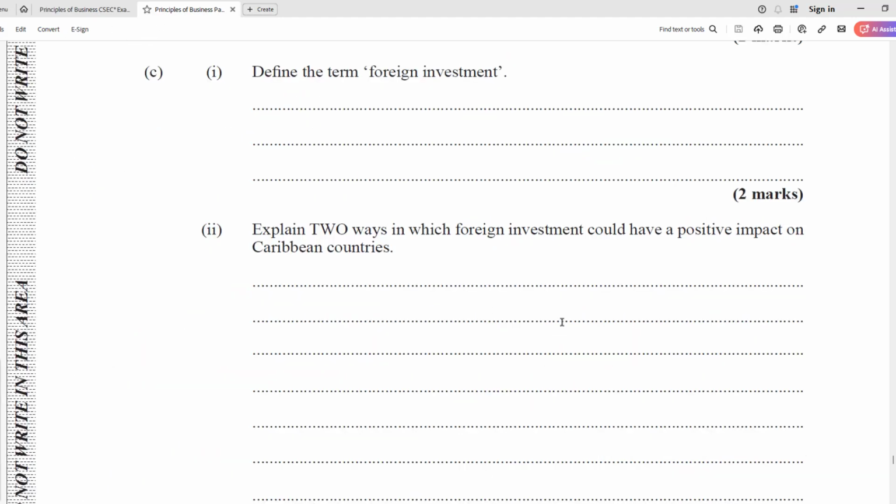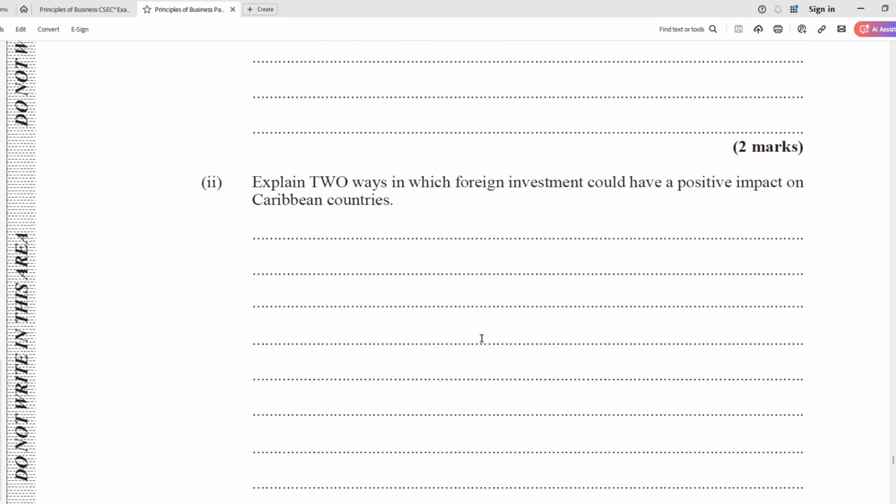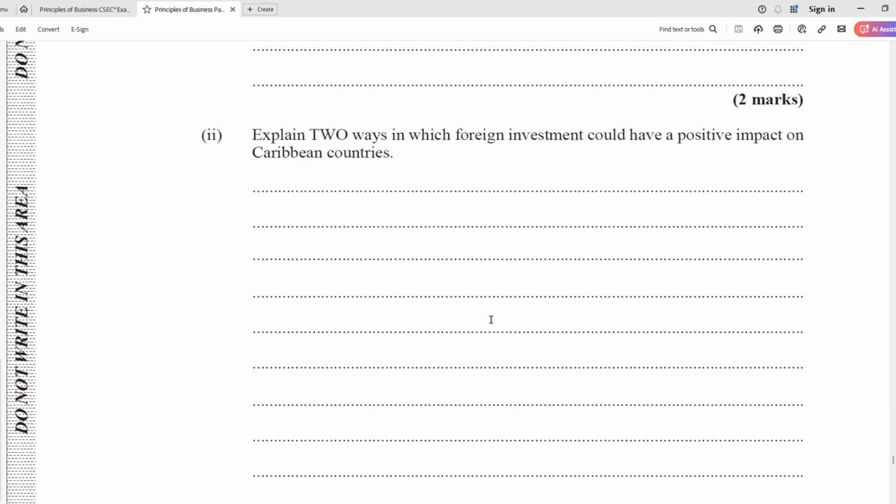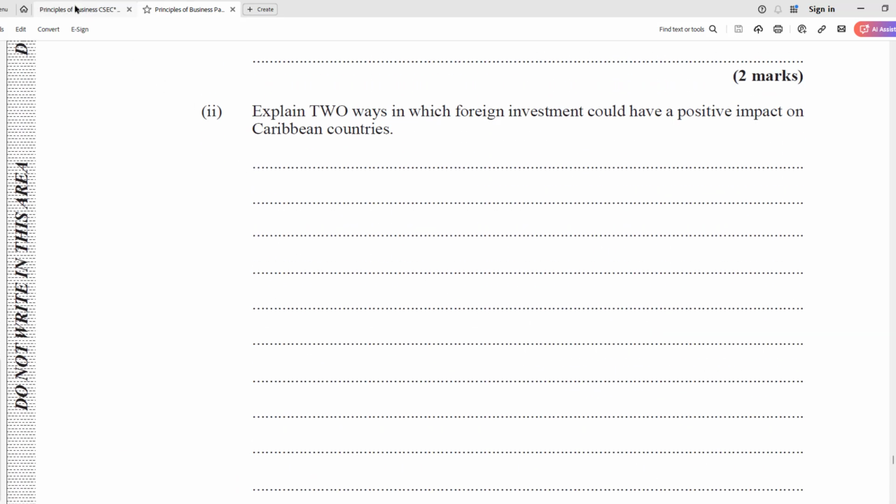2 marks for that one. Explain 2 ways in which foreign investment could have a positive impact on Caribbean countries. And so 2 marks, so that's 3 marks each. And so a lot of people think that foreign direct investment is one of the chief engines for growth in the Caribbean. A lot of companies come in, set up shop, provide, of course, employment. So that's one answer right there.